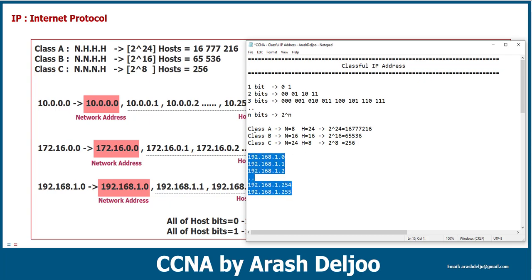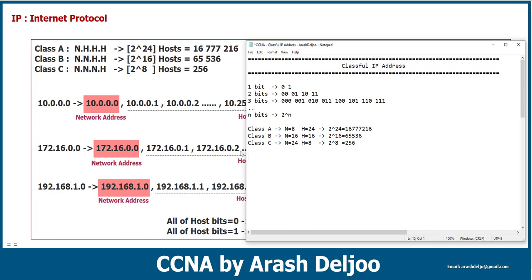Okay, because of that, in class A network we have this amount of IP addresses, in class B we have this amount, and in class C we have this amount. This means that class A networks are the biggest classes, with the biggest host capacity, and class B has, for example, a capacity between class A and class C. In class C we have less host capacity.